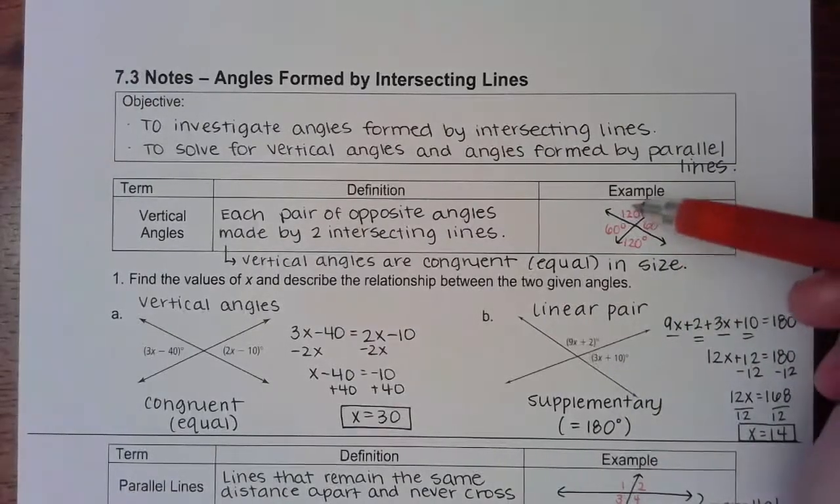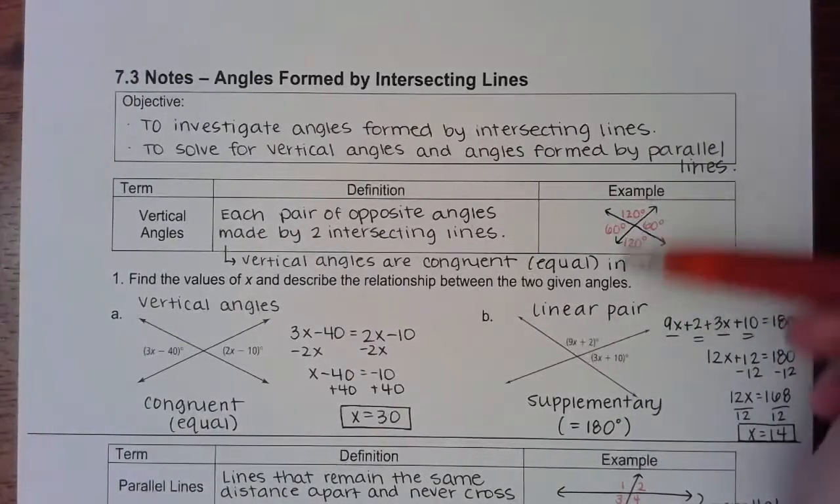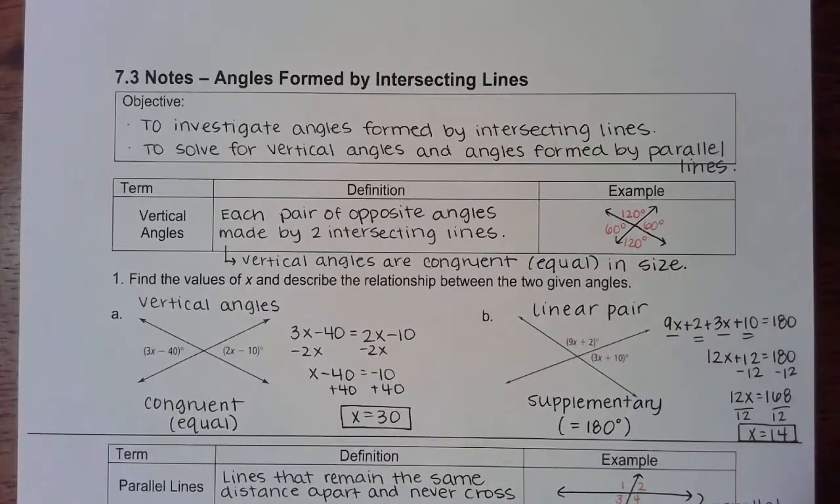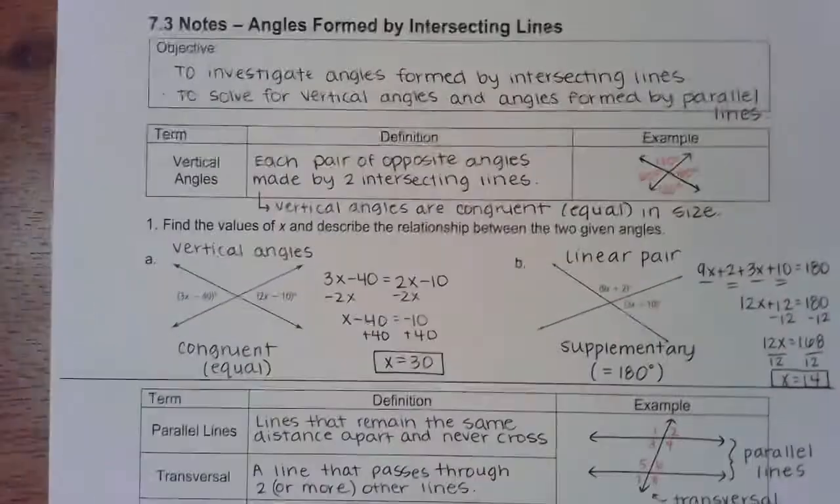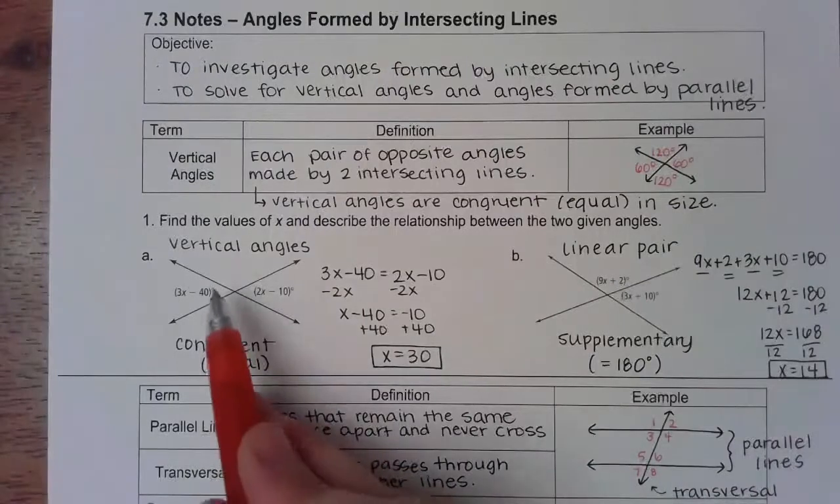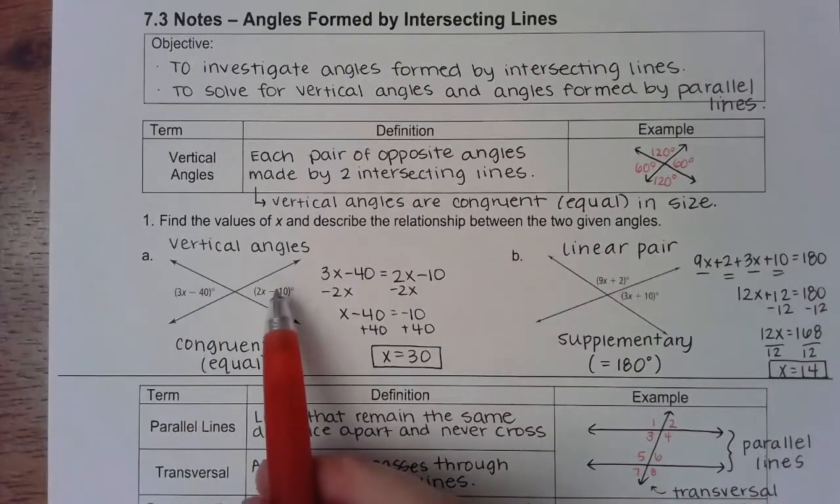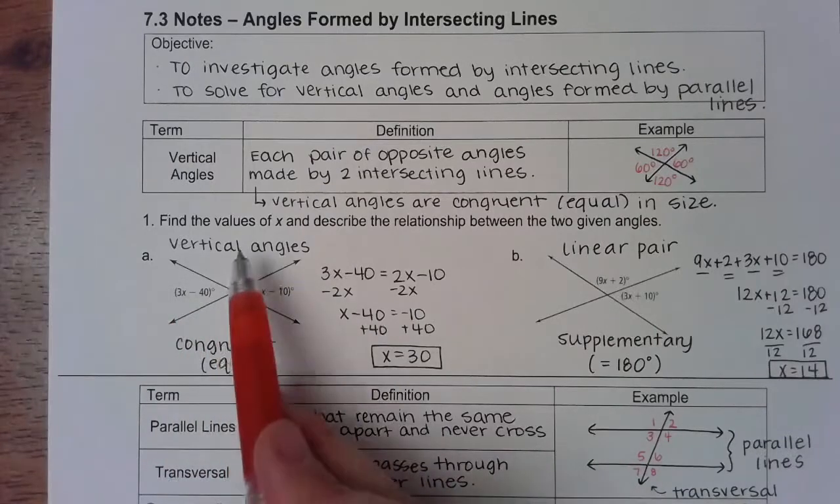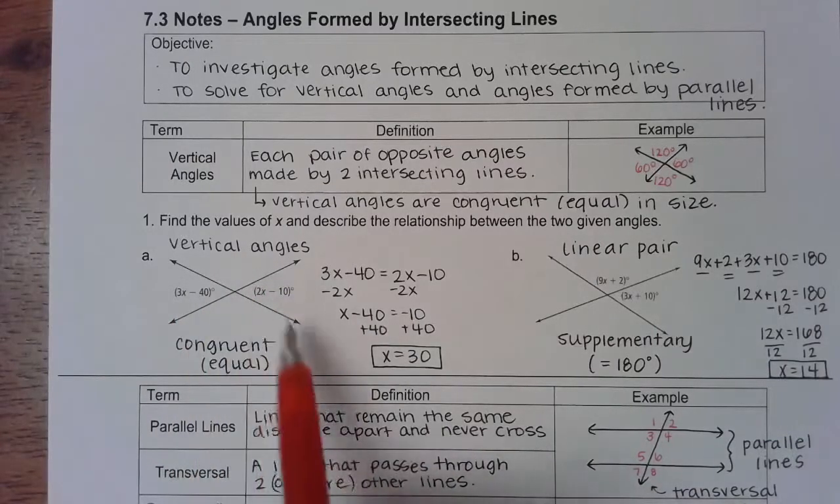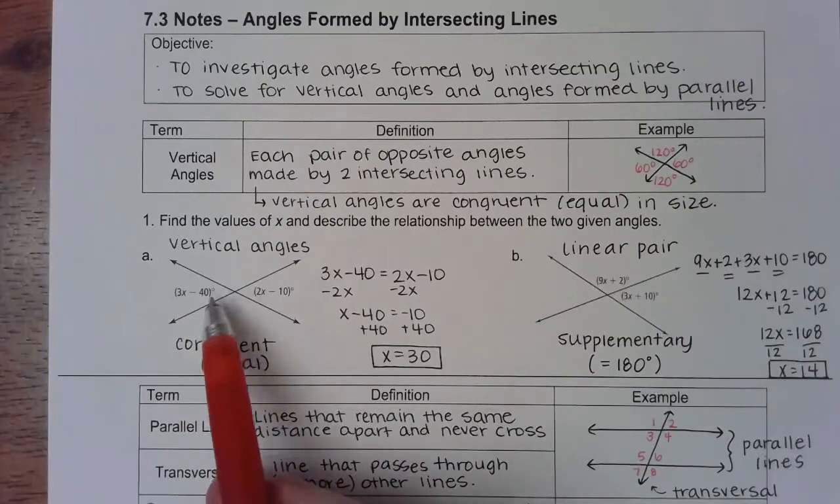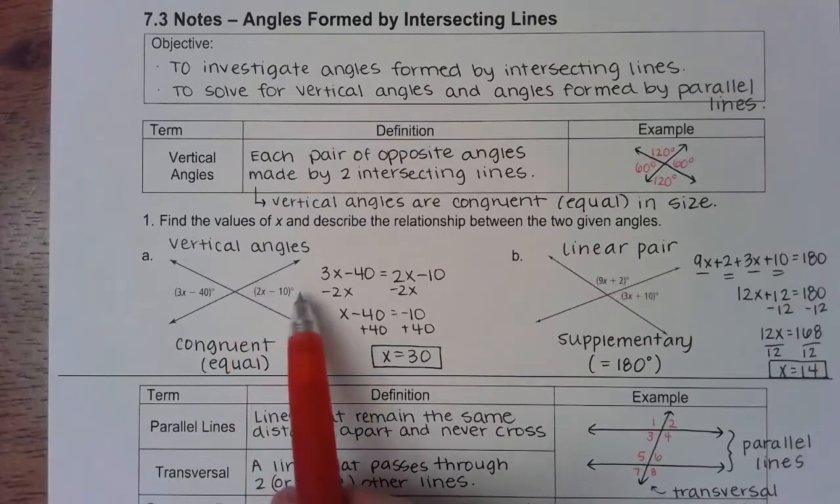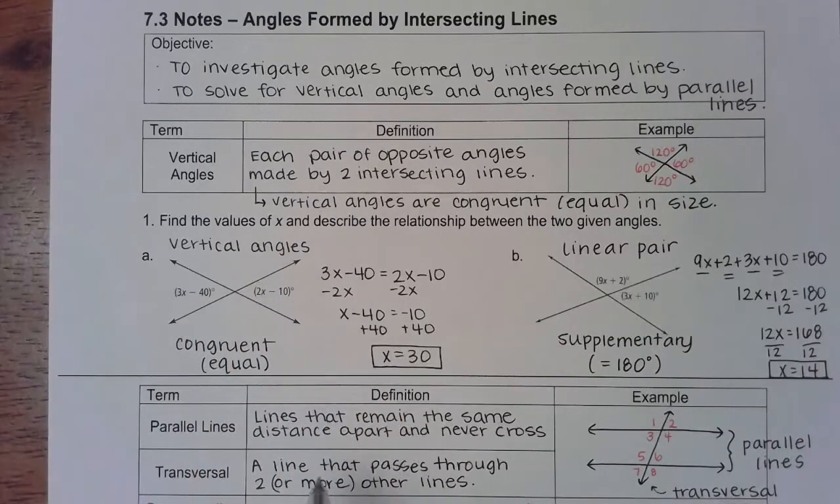So what happens is the angles that are across from each other when two lines intersect to form an X, those angles are congruent to each other. So look at the example here. These two angles here and here are called vertical angles because they're across from each other on an X, and vertical angles are always congruent. So to solve for x, I can set 3x minus 40 equal to 2x minus 10, and then I can solve for x from there.